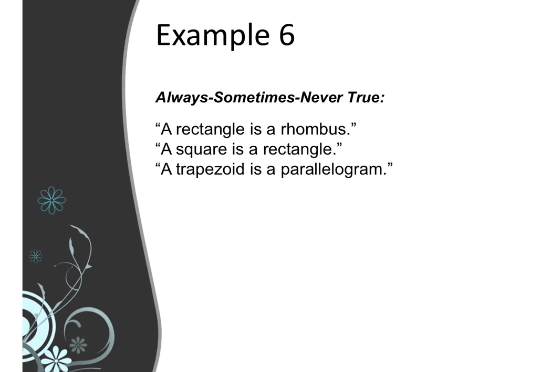Always, sometimes, or never. Please cross out the very last one. We haven't learned about a trapezoid yet. A rectangle is a rhombus. Always, sometimes, or never. A rectangle is a rhombus. Xavier? Never. Who agrees? Who disagrees? Why? Because a square is a rectangle and a square is also a rhombus. Excellent. So this answer is sometimes.